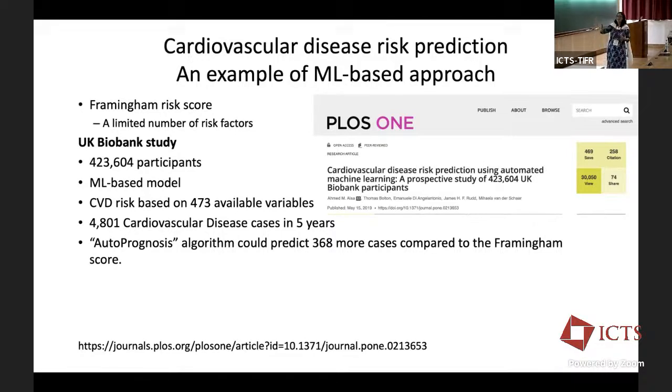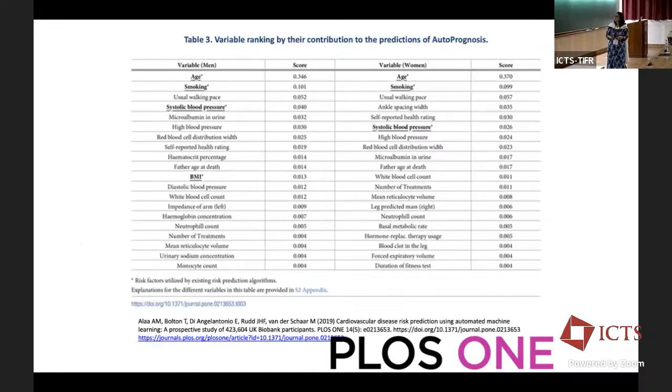They also compared it against the Framingham risk score, which is considered pretty standard and which we already know will help us predict risk to a certain level. So they were able to say that they could predict 368 more cases compared to what could have been predicted otherwise with the Framingham risk score. And this is very interesting.